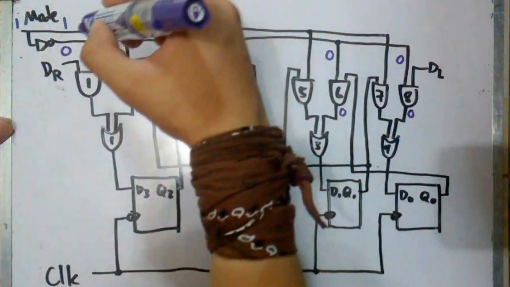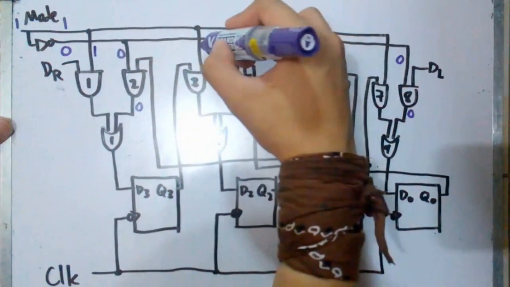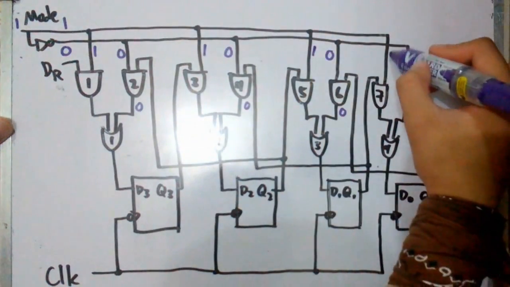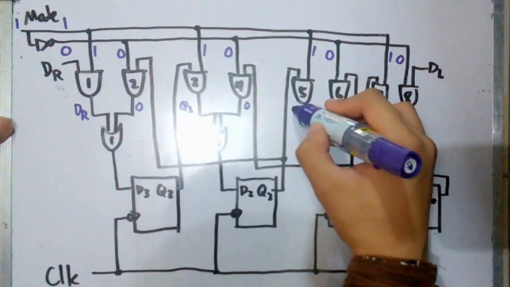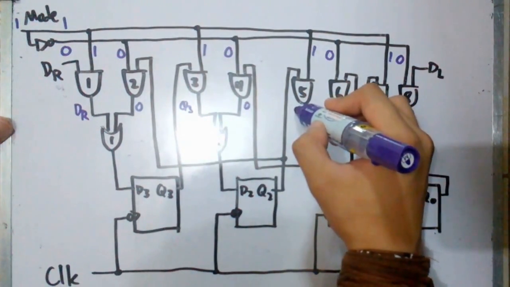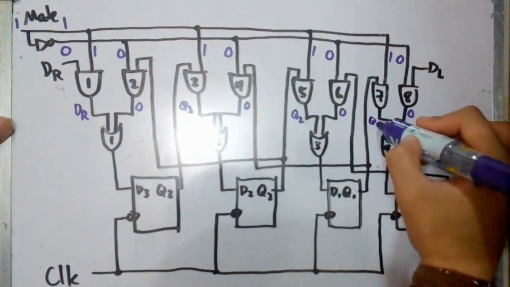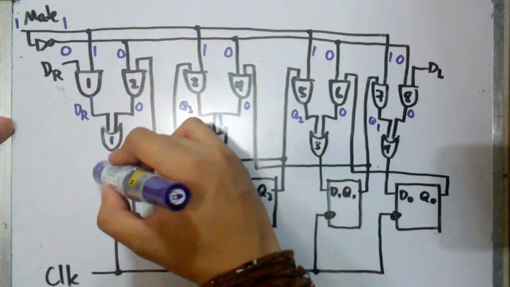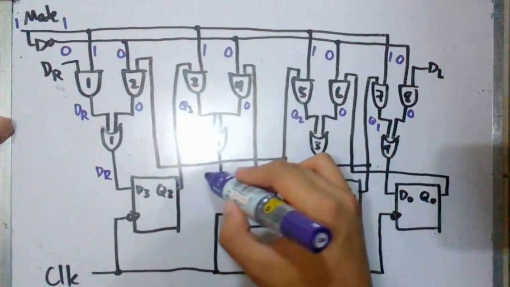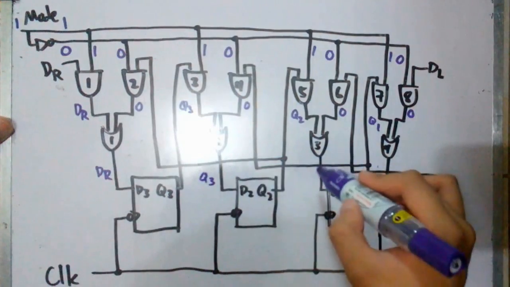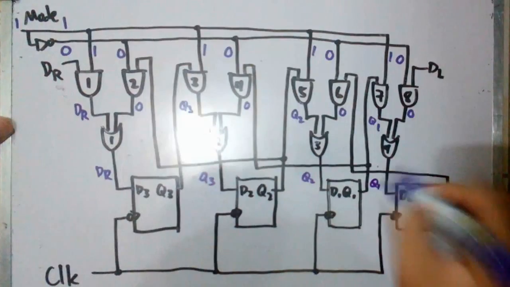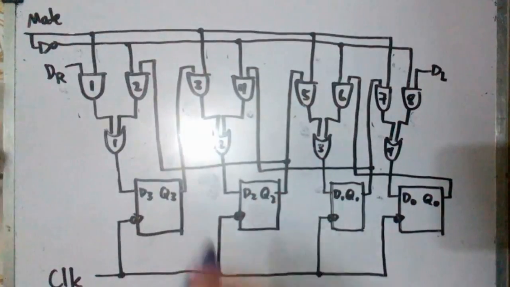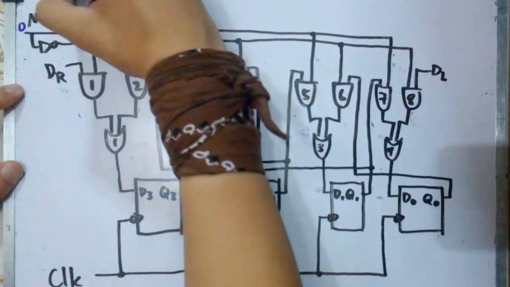The initial inputs of AND gate numbers 1, 3, 5, and 7 is 1. This makes the other inputs of the mentioned AND gates to be the values of DR, Q3, Q2, and Q1 respectively. This makes the outputs of the OR gates 1, 2, 3, and 4 to be the values of DR, Q3, Q2, and Q1 respectively. This is how data is shifted to the right. Let's now look at what happens when M is 0.